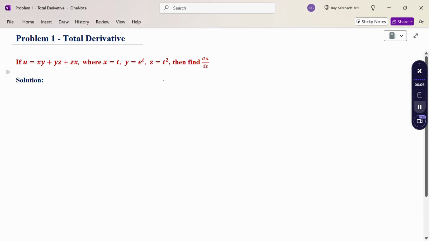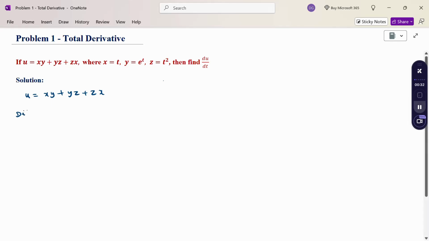In this section, we are going to discuss a total derivative problem. If u equals xy plus yz plus zx, where x equals t, y equals e power t, z equals t square, then find du by dt. u equals xy plus yz plus zx. u is a function depending on three variables x, y, z.